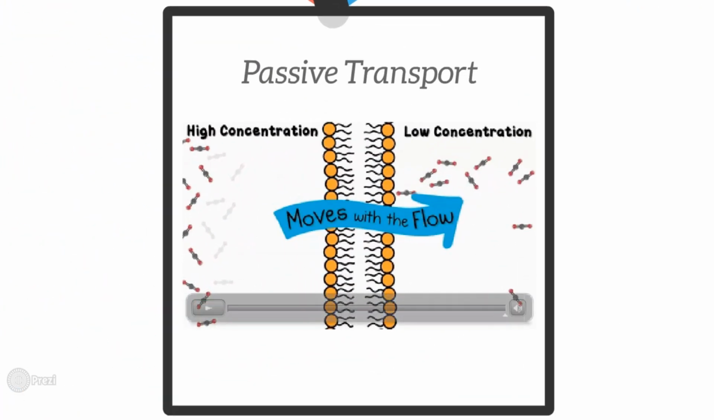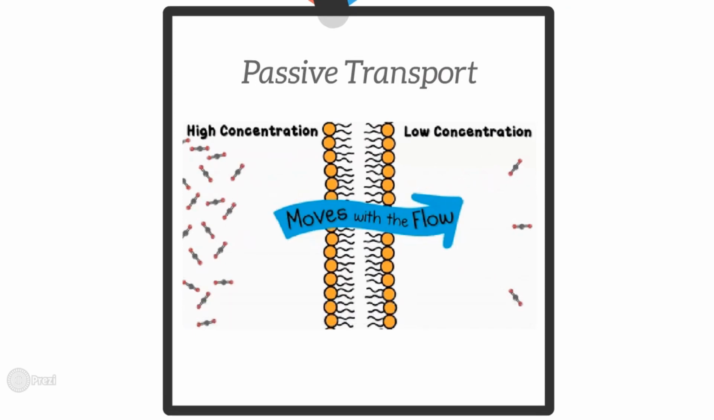Passive transport. It is the transport of molecules across the cell membrane according to concentration gradients, from high concentration to low concentration, until equilibrium is achieved.